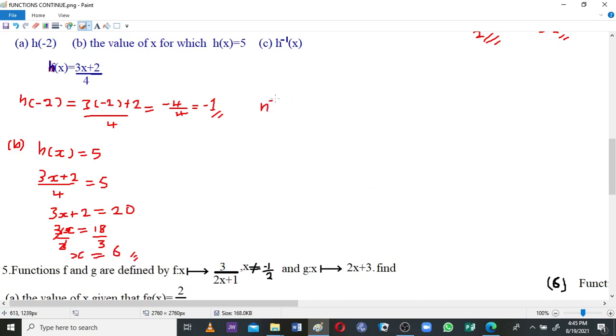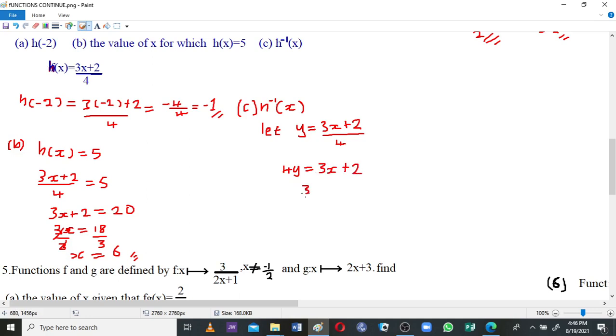Now we can go ahead and solve for the inverse of h of x. So this is our part c. We're going to use the same procedure we used in the first question. We're going to let y be equal to 3x plus 2 over 4. Here we're going to cross multiply, so we have 4y is equal to 3x plus 2.